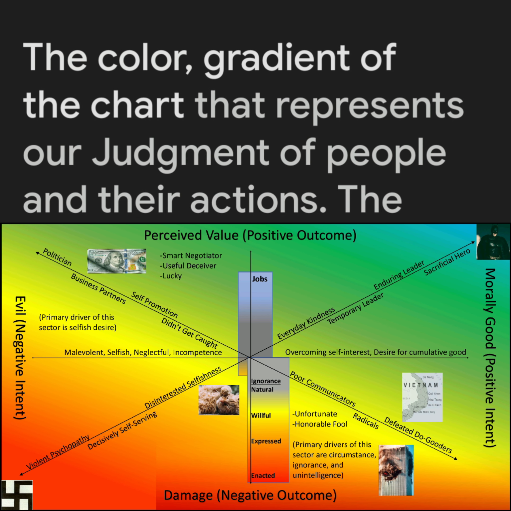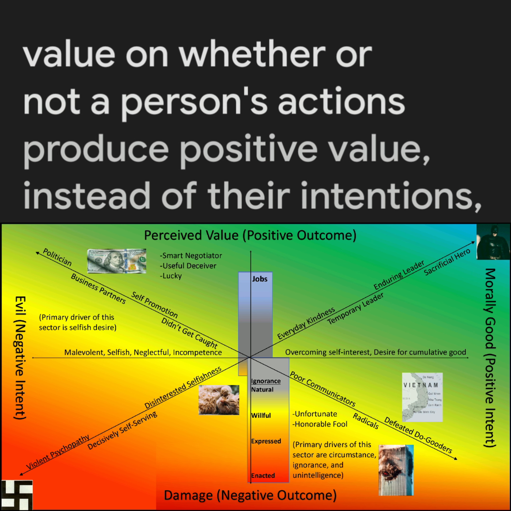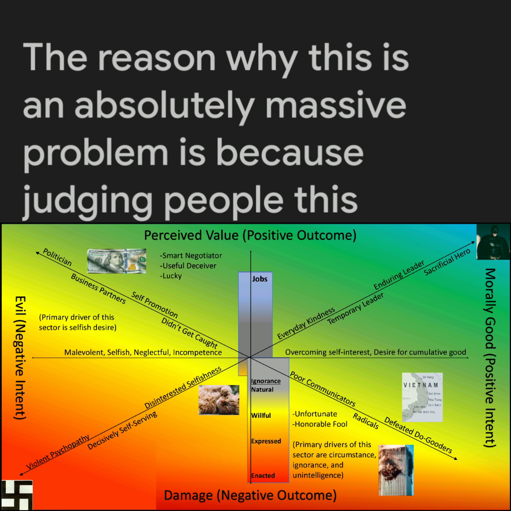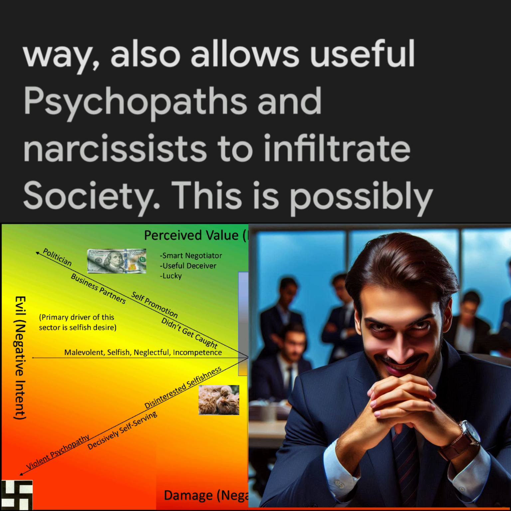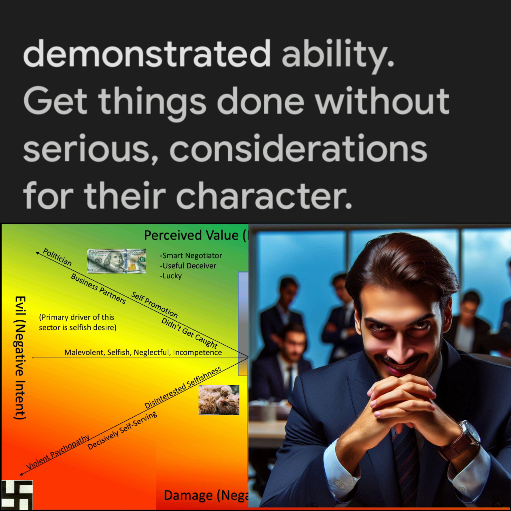Let's talk about the color gradient of the chart that represents our judgment of people and their actions. The problem I have with this component of our behavior is that we place far too much value on whether or not a person's actions produce positive value instead of their intentions. The reason why this is an absolutely massive problem is because judging people this way also allows useful psychopaths and narcissists to infiltrate society. This is possibly the real root of society's problems altogether, because we promote people based on their demonstrated ability to get things done without serious considerations for their character.